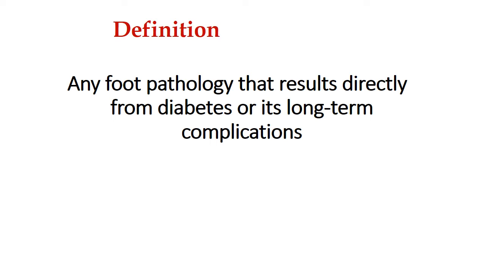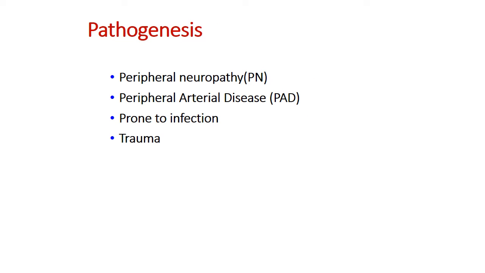The definition of diabetic foot is any foot pathology that results directly from diabetes or its long-term complications. So we don't need to wait until the patient has an ulcer or amputation or severe infection to say this patient has a diabetic foot. The patient could just have sensory neuropathy, and this is a diabetic foot, even if it doesn't show anything. So any pathology related to diabetes, this is what we call a diabetic foot.